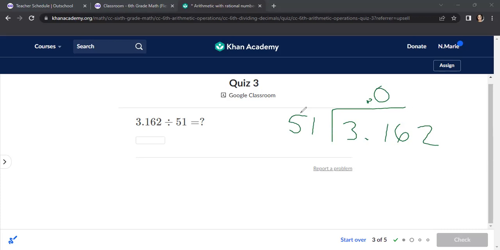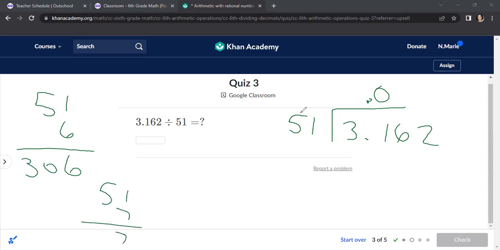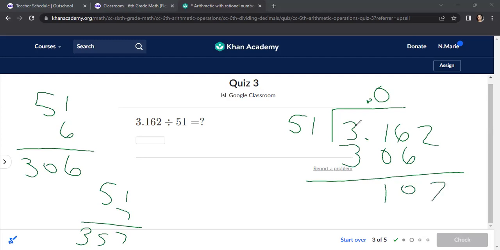And when you're doing this by hand, you have to play around with multiplication. So, 51 times 6. Okay, that gets me 306. Okay, 51 times 7 gets me 357. That's too big. So I have to go with 306 and subtract. 16 minus 6 is 10. There we go. Sorry. Okay, so we have 10 left over. So 51 went into 316 6 times.